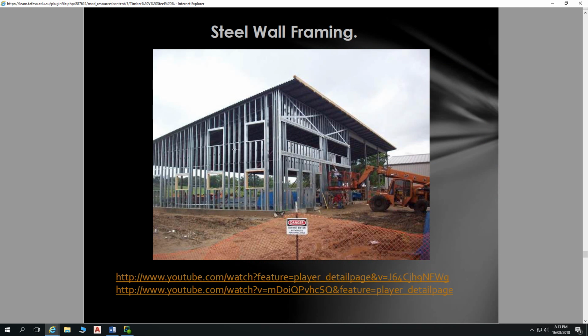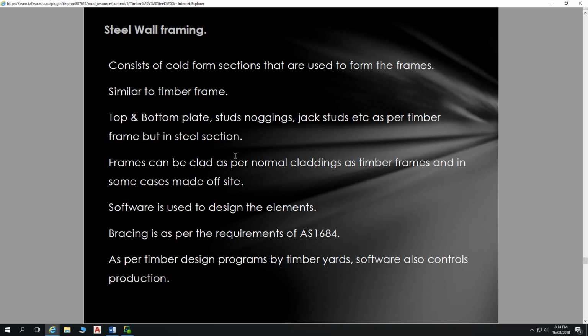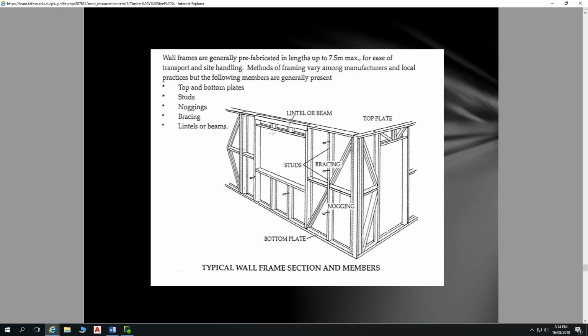So steel framing. That's all about our timber stuff. What we haven't covered yet is suspended timber floors, and we'll attempt to cover some of that as well. With our steel framing, that consists of cold form sections that are used to form the frames. In many respects, it is similar to timber frame, in that we have studs, and we have bracing, we have top plates, and we have noggins. We also have lintels, because we have the same sort of forces, the same sort of things happening.